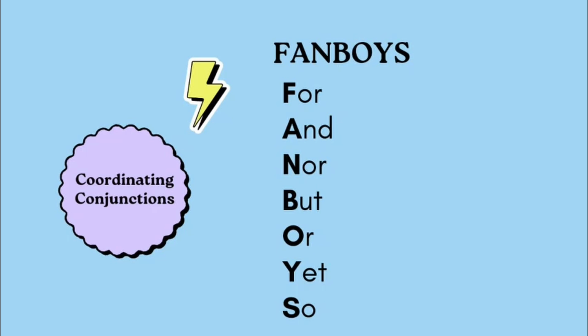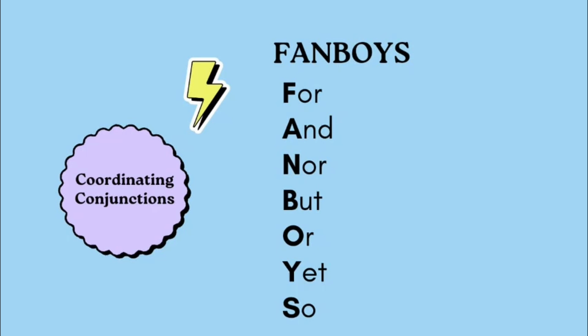Or is another example of a coordinating conjunction. Or is used to present choices or alternatives. When you want to give someone choices or alternatives to pick from, you use the coordinating conjunction or. Would you like tea or coffee? This means you have the option of choosing between tea and coffee.